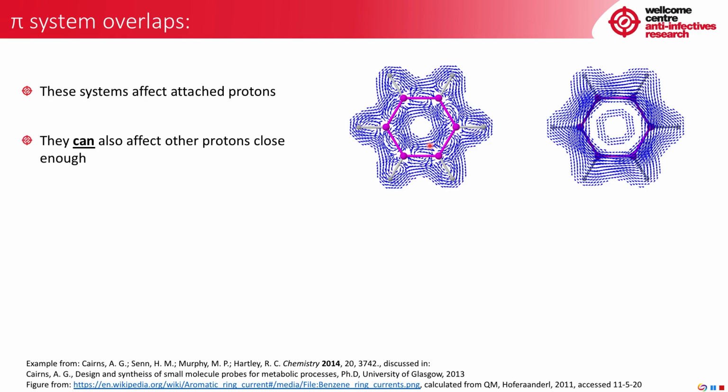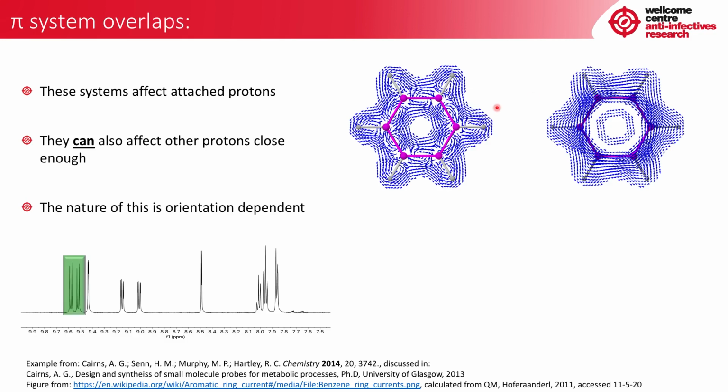These systems can actually affect other protons that are close enough in space, and because their exact relationship with the ring is more variable than that of the protons and carbons attached, the nature of this is orientation dependent. I'll take you back to an example that we had in an earlier tutorial that I promised to explain.